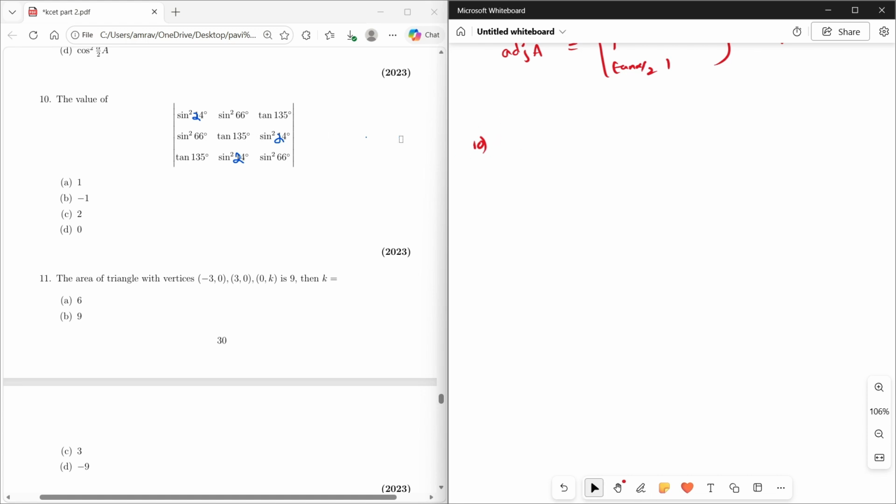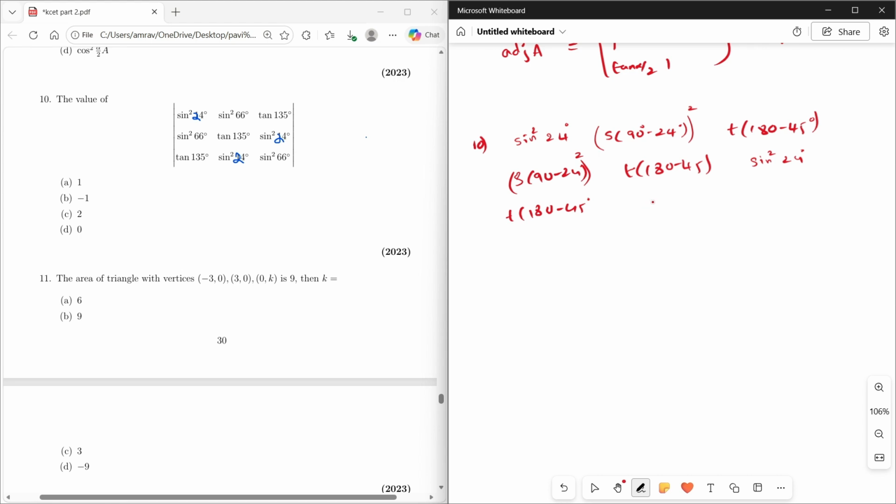So first let us modify the given question. They have given sine square 24 degree. I'll use S square for sine square. So I have given sine square 66 degrees, so it will be sine of 90 minus 24. I can write 66 degree as 90 minus 24 degree, whole square. Sine square theta can be written as sine theta whole square. And again tan of 135 can be written as tan of 180 minus 45 degree. Similarly, sine of 90 minus 24 degree whole square, tan of 180 minus 45 degree, and sine square 24 degree, again tan of 180 minus 45 degree, sine square 24 degree, and sine 90 minus 24 degree whole square.